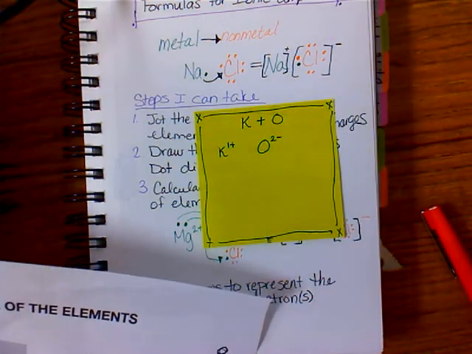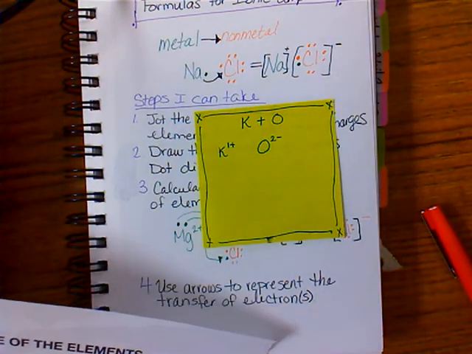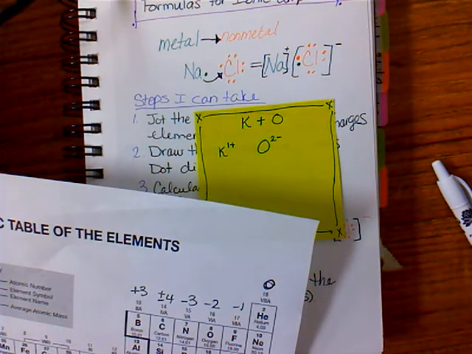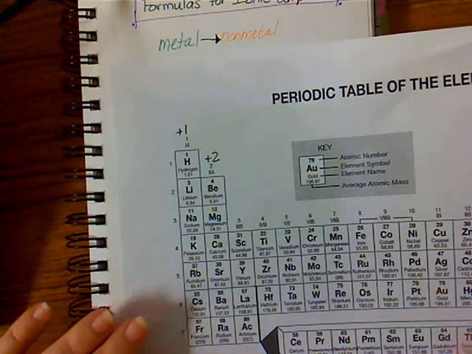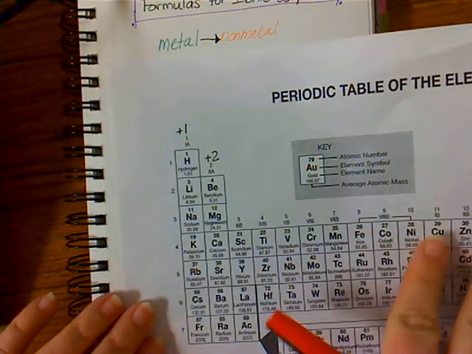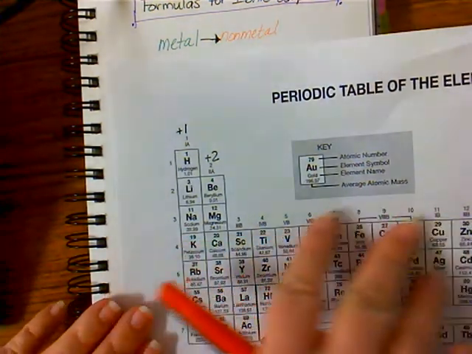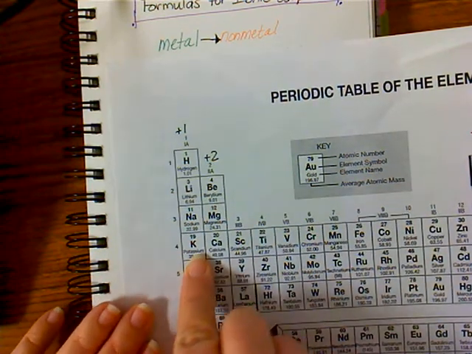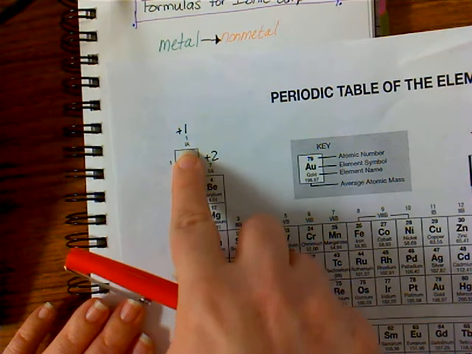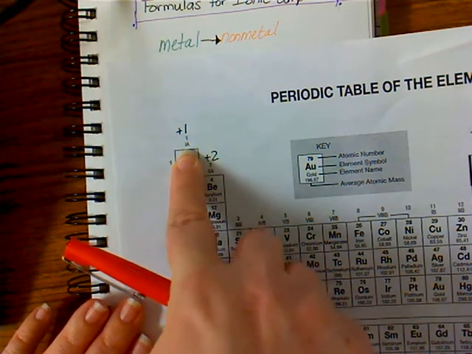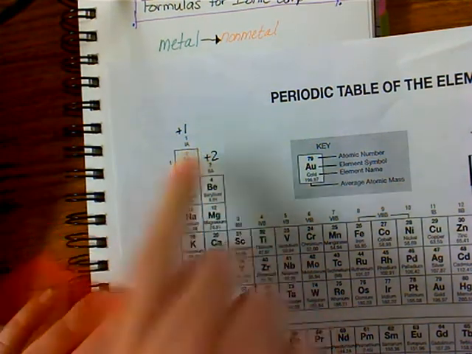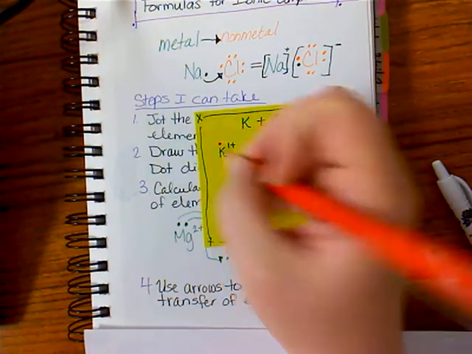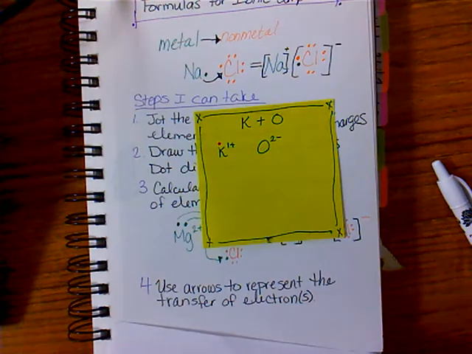Okay, now my next step is to figure out the Lewis dot diagram. I'm going to use red for the metal, which is potassium, because it's over here on this side. These are the metals over here. Potassium is in group 1. That group 1 tells me that it has only 1 valence electron. So I'm going to represent that with a dot at the top, kind of off-center to the left.